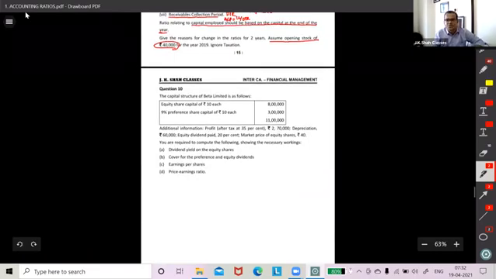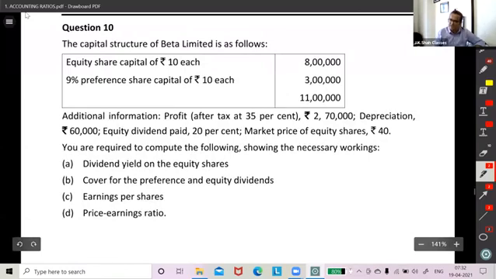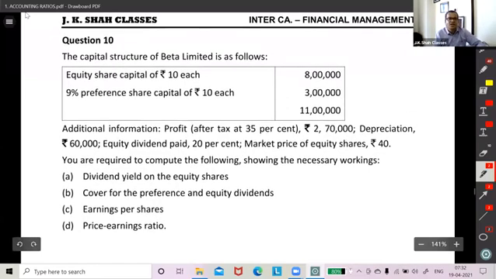Please come to question number 10. Let's start. Capital structure of Beta is as follows. Equity share capital is 8 lakh, with shares of rupees 10 each. So I would say 80,000 shares, right? Then 9% preference share capital of rupees 10 each is 3 lakh. And then obviously this total is 11 lakh, correct?